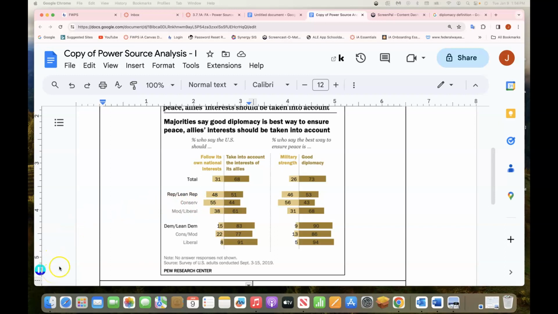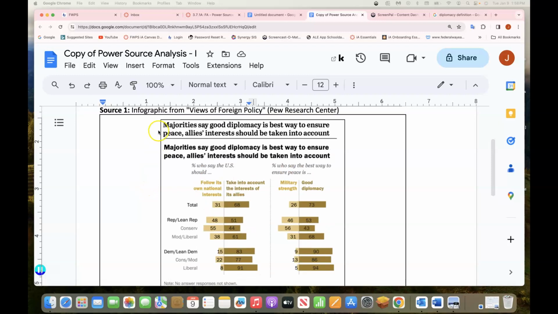And here we go. Now, the top of this says, these say the same thing. Not sure exactly why it's there twice, but it is. It says majorities, so the majority of people, the biggest number of people out of a given population, say good diplomacy. Let's look up diplomacy.